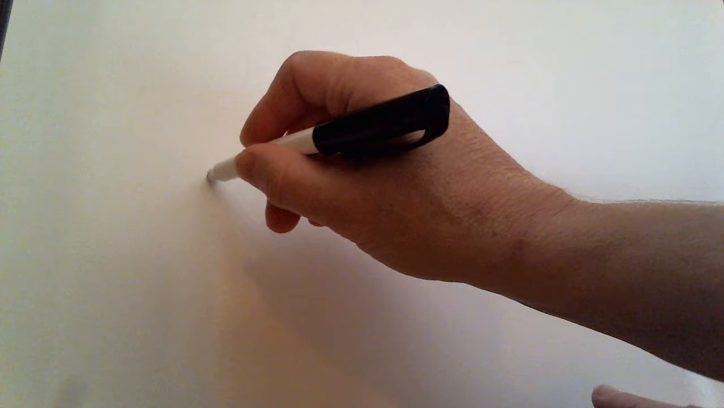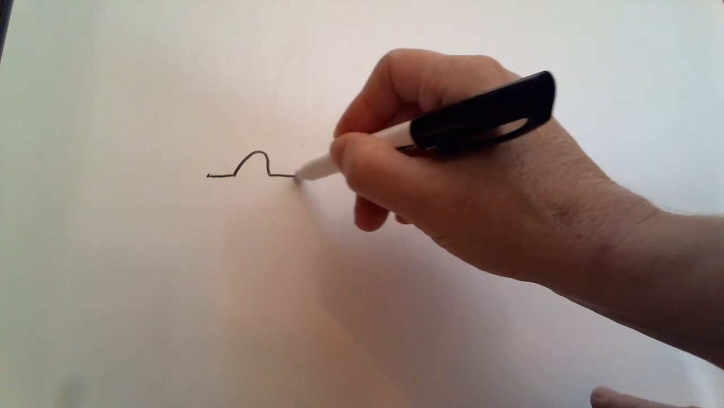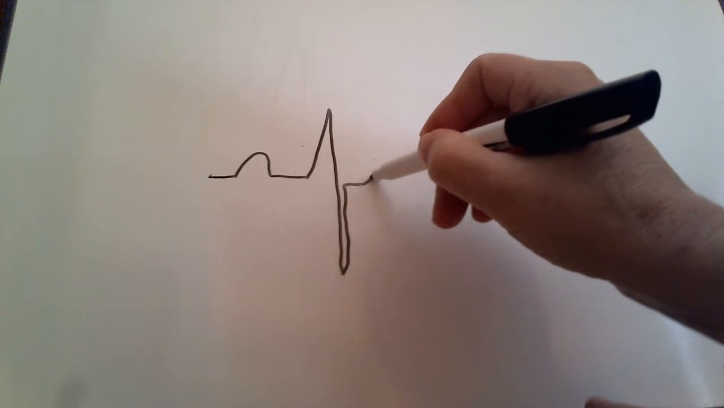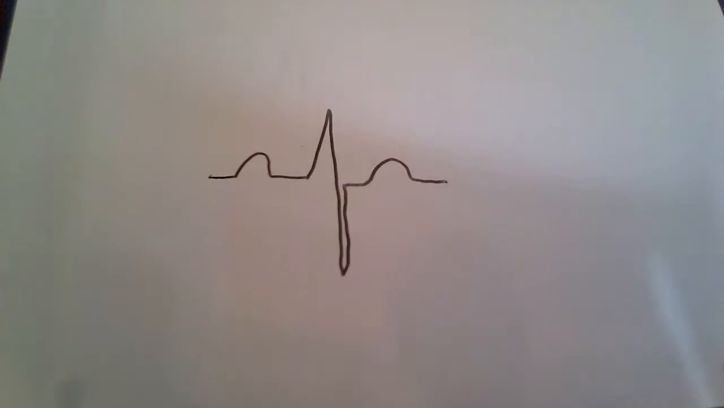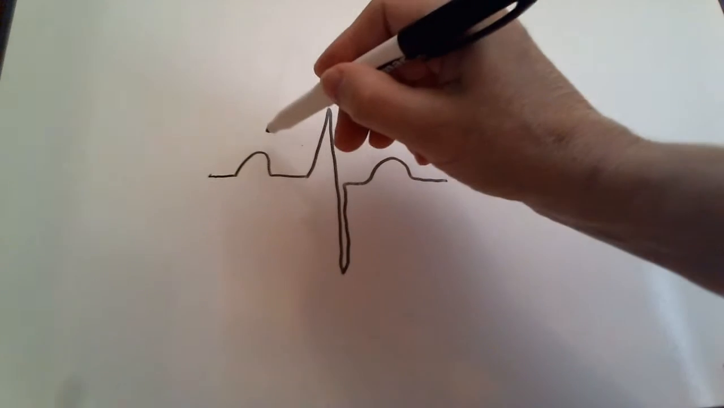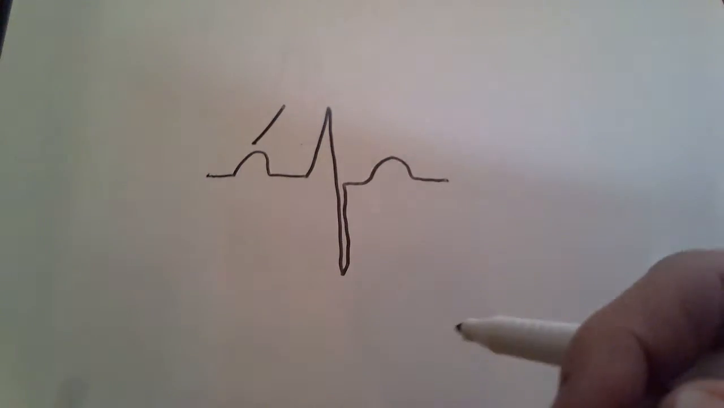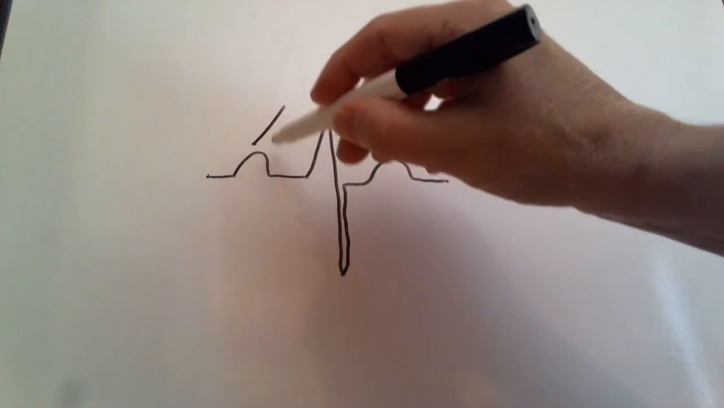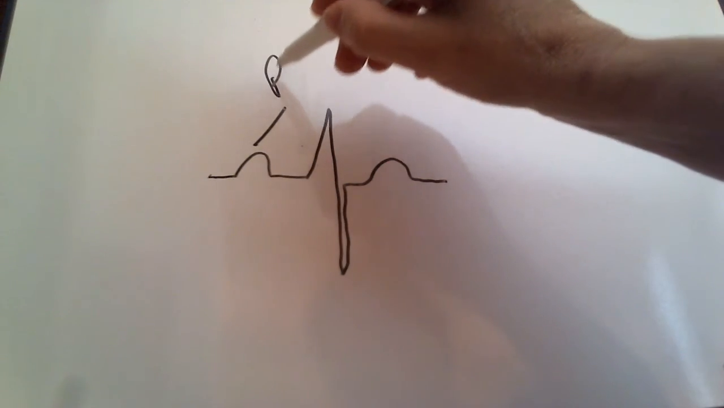When we first look at an EKG, it all looks a little overwhelming. And we'll see a complex that looks like this. So what we have to know is what each of these mean. The initial upward motion or upward wave is called the P wave.